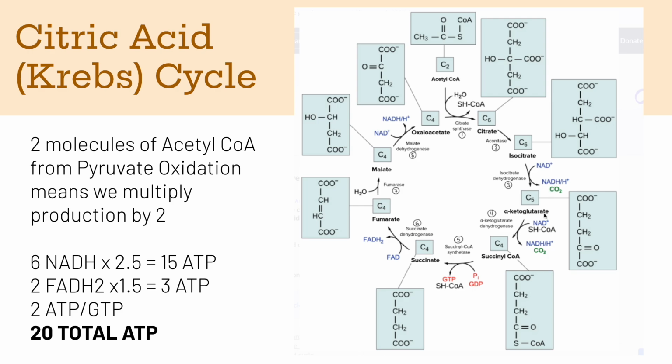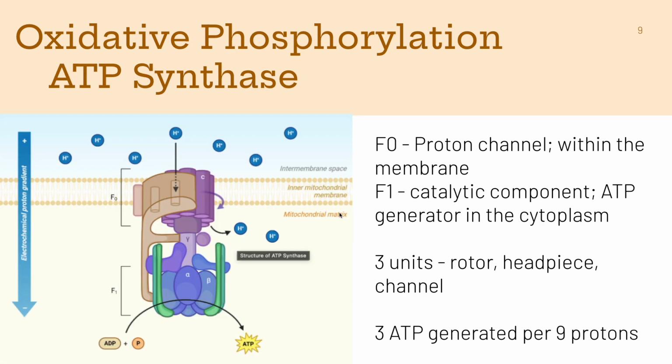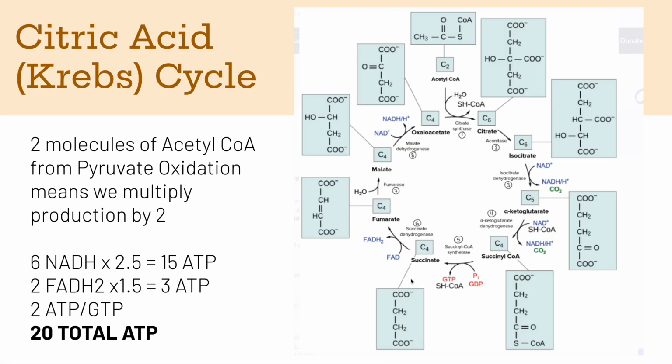Moving on here, we get another NADH picked up from alpha-ketoglutarate to succinyl-CoA. All right. And then, as we move through succinyl-CoA to succinate, we have a GTP that's picked up in the process.